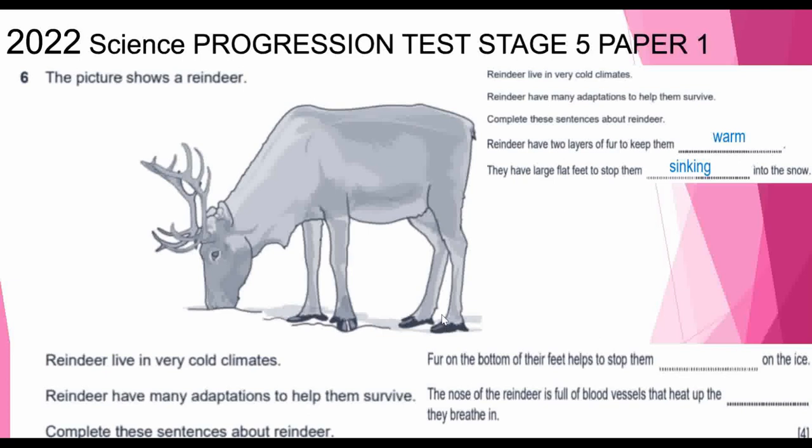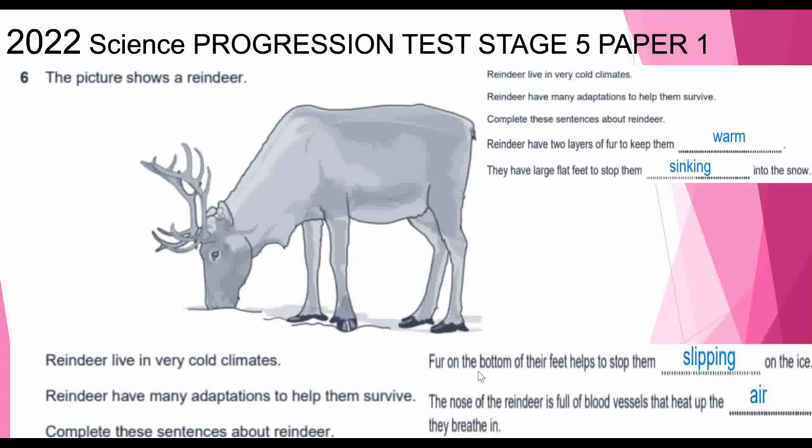So have you got your answer? Let's reveal the answer. If you have not, you may pause this video for a while. Fur on the bottom of their feet helps to stop them slipping on the ice. The nose of the reindeer is full of blood vessels that heat up the air they breathe in.